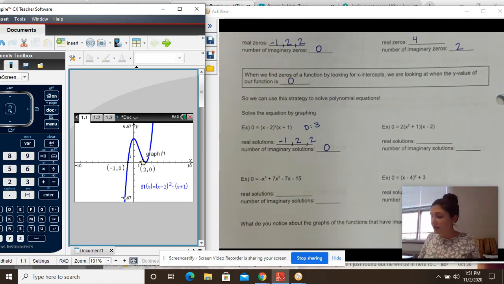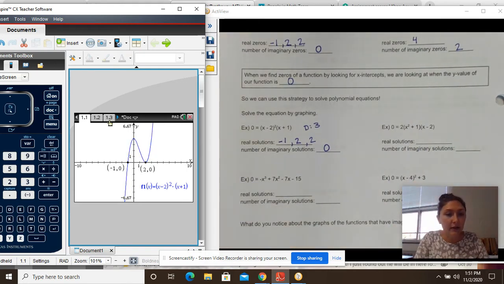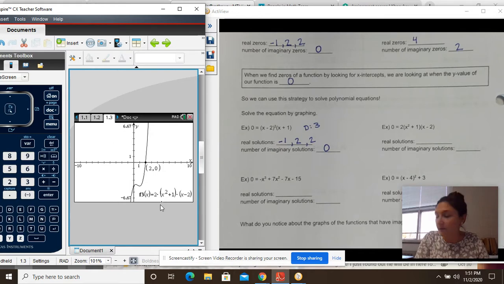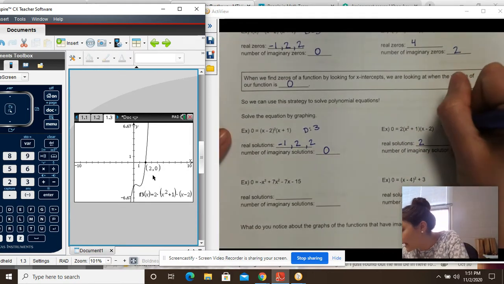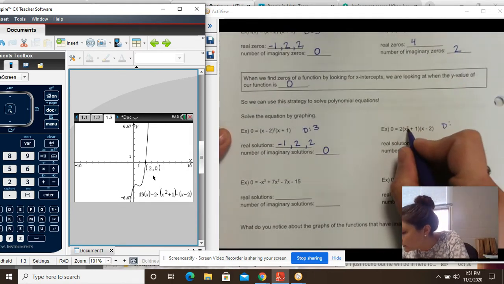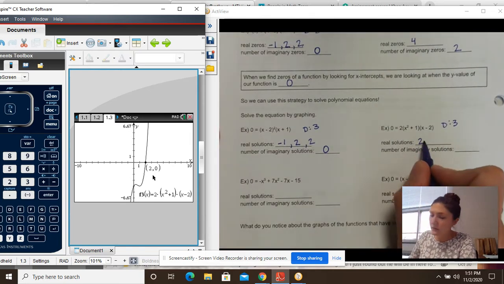I'm looking for those x-intercepts. For my next function here, if I take a look at my graph of 2 times x squared plus 1 times x minus 2, again, I'm looking for those real solutions. That means I'm looking for those x-intercepts. So I have an x-intercept here at +2, and then my degree would be 2, 3. That means that my real solutions, right?